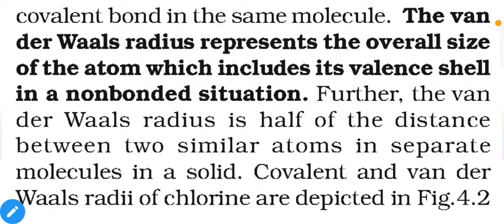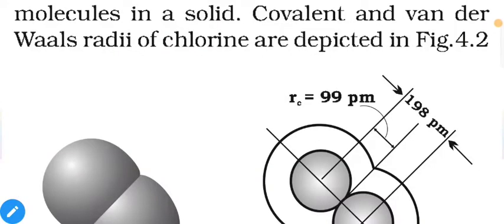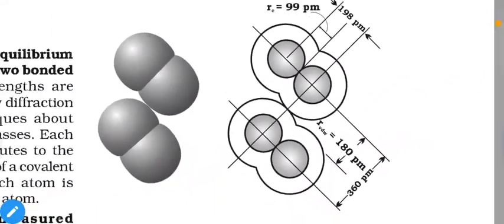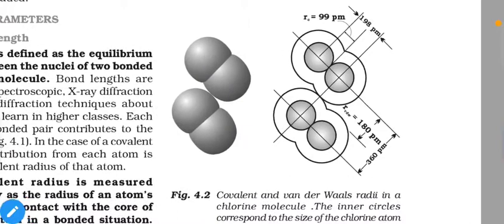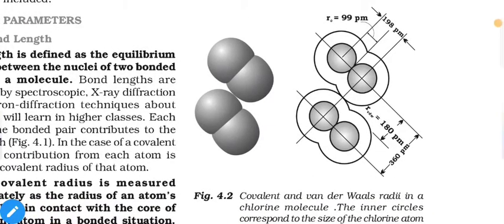Further, the van der Waals radius is half of the distance between two similar atoms in separate molecules in a solid. The covalent and the van der Waals radius of chlorine are depicted in figure 4.2. As you can see in these images, we have two different types of radii mentioned here. Both are Cl2 molecules, but their van der Waals and covalent radii are mentioned. First of all, two different chlorine molecules are separated with some white circles. The inner circle represents the chlorine atoms.